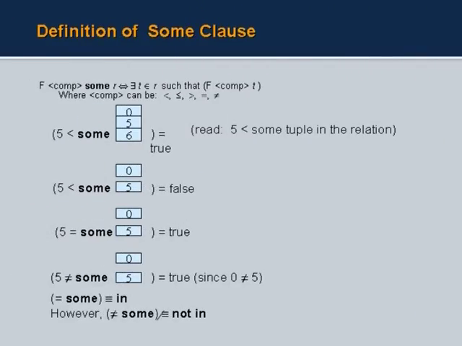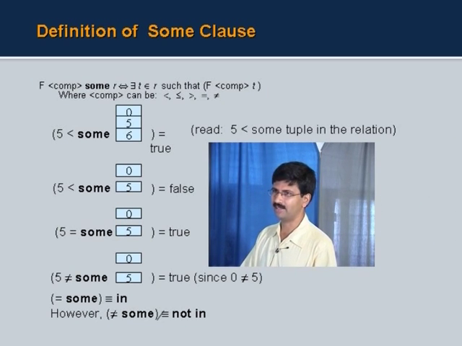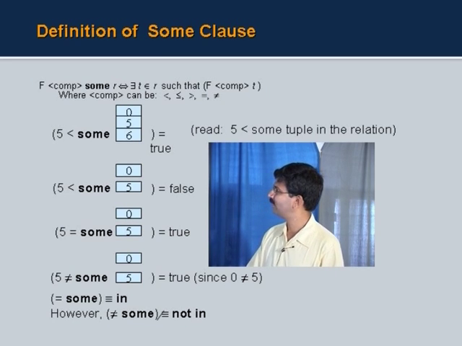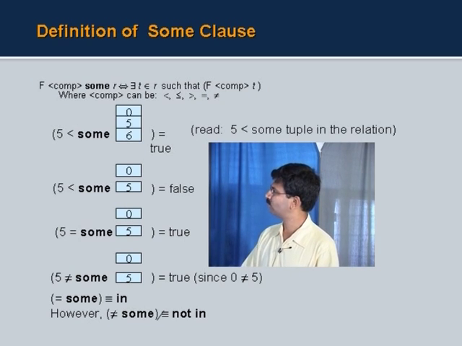So in fact, there are several forms: greater than some, greater than all, and so forth. Just in formal mathematical notation, F, some comparison (less than, greater than, and so on), some, and then the right side is a set of values, a relation, is equivalent to: there is some tuple in this relation such that the comparison holds between F, the left hand side, and that particular tuple. So it can be any of these comparisons, less than, greater than, and so forth.